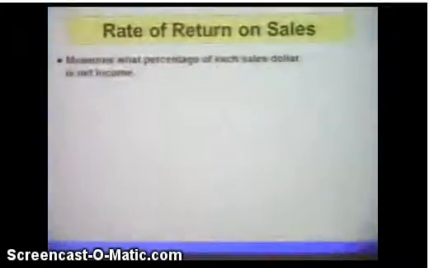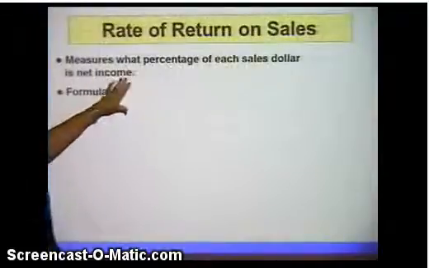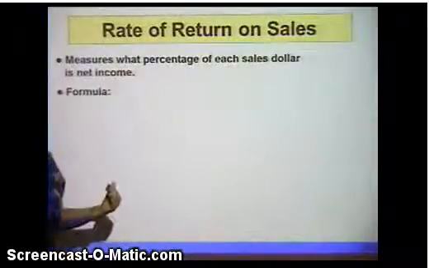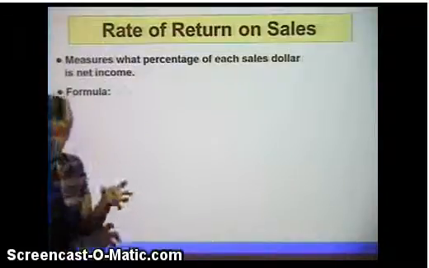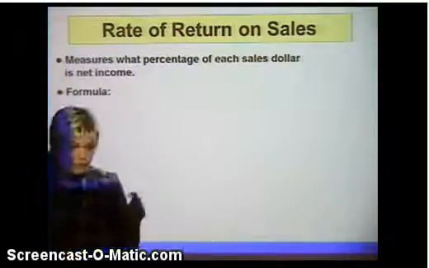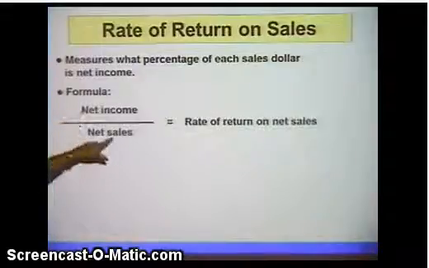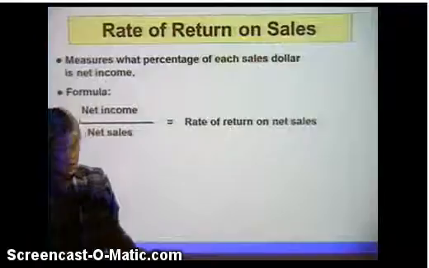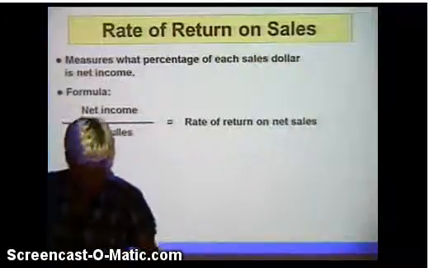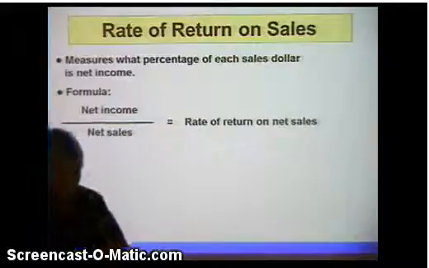The rate of return on sales measures how much of each sales dollar turns out to be net income. That gives us a rate of how much we're actually making, percentage-wise, on our sales. So we take our net income and divide it by net sales, and that's going to be your rate of return on sales. We want that number to get bigger and bigger and bigger, we hope. We want to make more money on our sales.